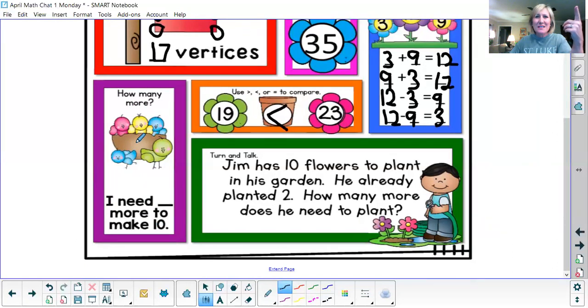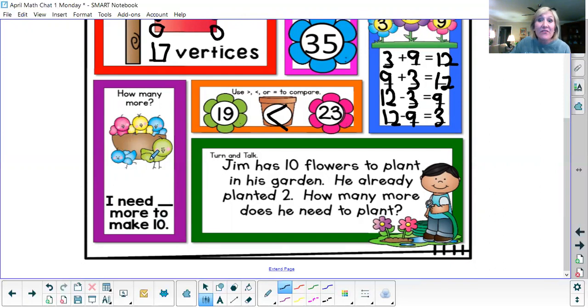Hey, I'm going to use that counting on strategy that we did earlier. I'm going to start with the number that I have. I have 5, and I'm just going to keep on counting until I get up to 10 and see how many more I had to add on to get there. So every time I count the next number, I'm going to draw a circle, and that's going to mean an extra one that I need to get up to 10.